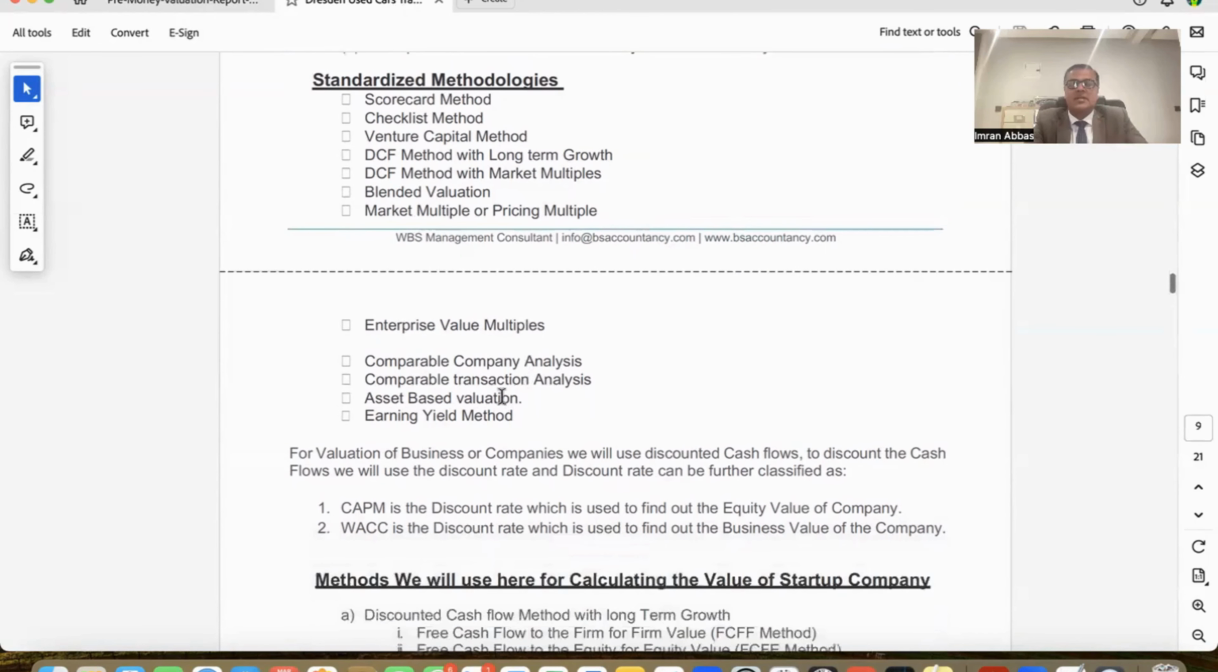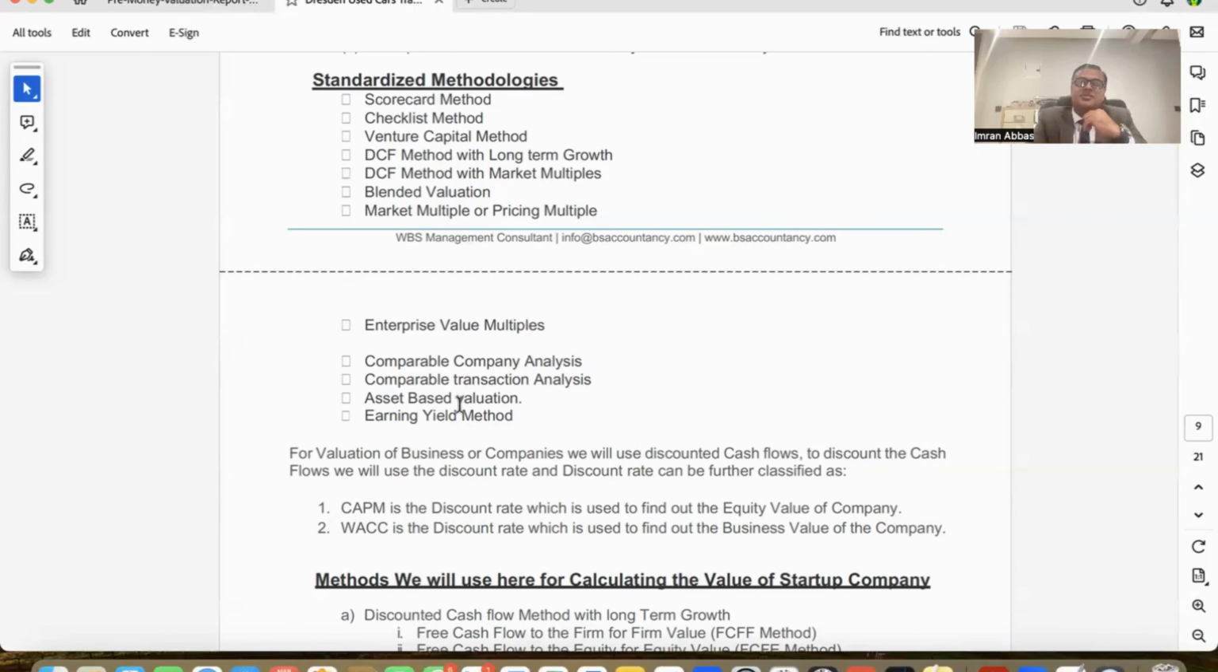Comparable company analysis and comparable transaction analysis are words you will use when you do a merger and acquisition transaction. Once you are going to acquire a company, there are three methods we will use: comparable company analysis, comparable transaction analysis, and precedent transactions. For comparable company analysis, we check the comparable companies. For comparable transaction analysis, we take whatever actual merger and acquisition transactions have been done.